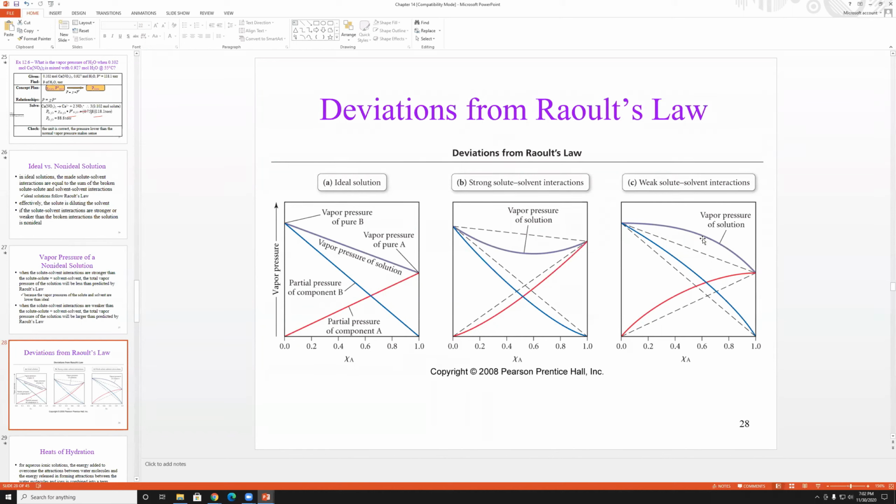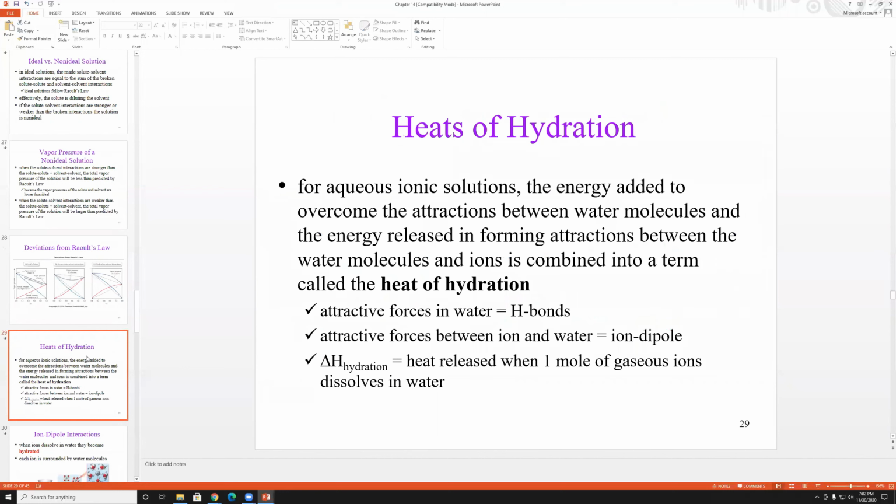The decrease will be less than you originally thought. So in some cases, it might even increase if the solute and solvent repel each other, which is possible. There are just variations from that.